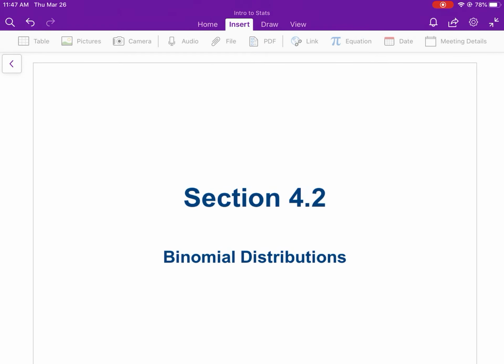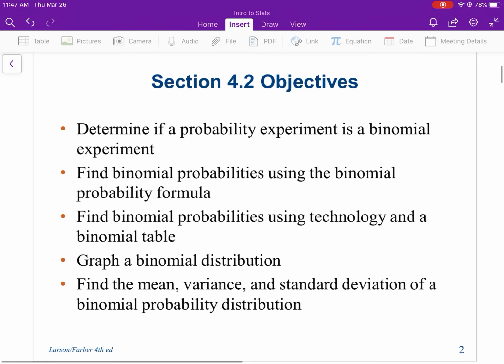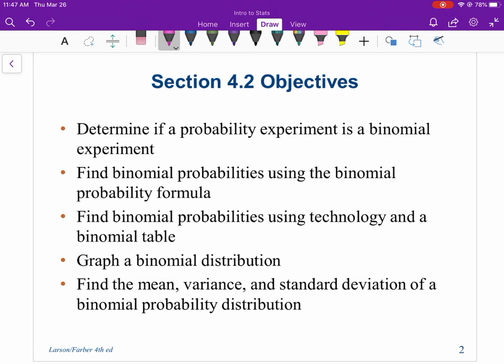Okay, statistics, we're going to move into lesson 4.2 today, binomial distributions. So we're going to determine if a probability experiment is a binomial experiment or not. This will be the only skill we cover today. And then we'll move into finding probabilities. We are going to do probabilities by hand and also with our graphing calculators.